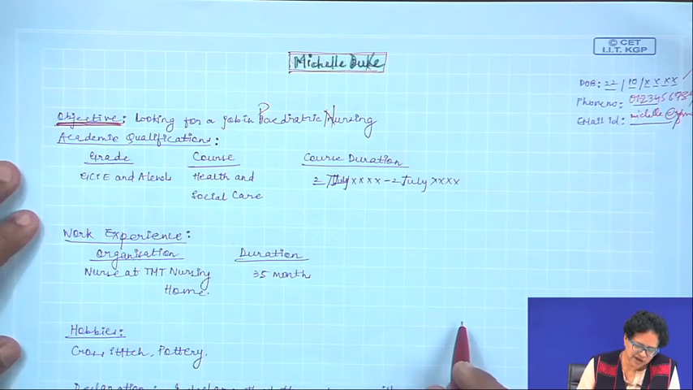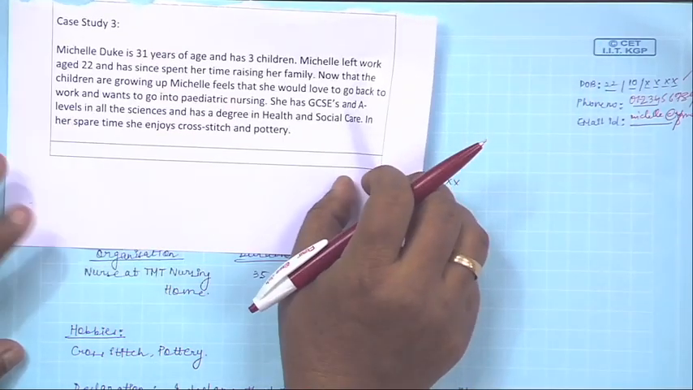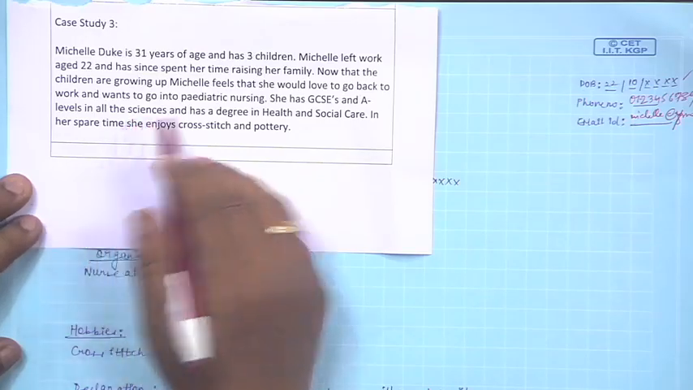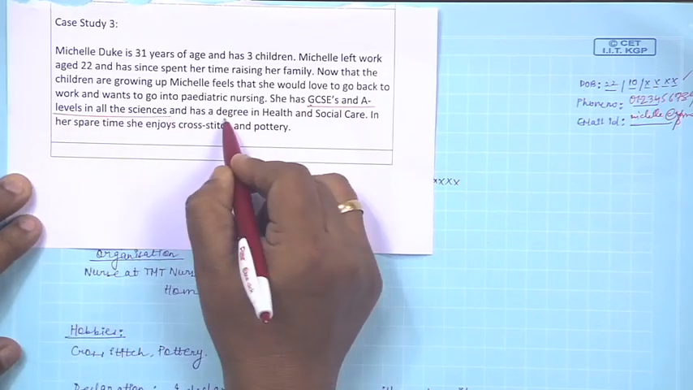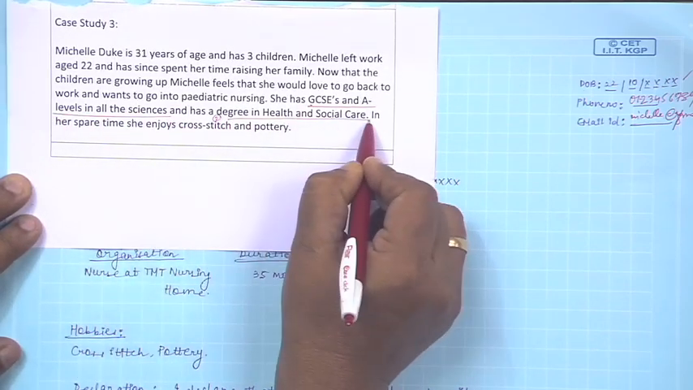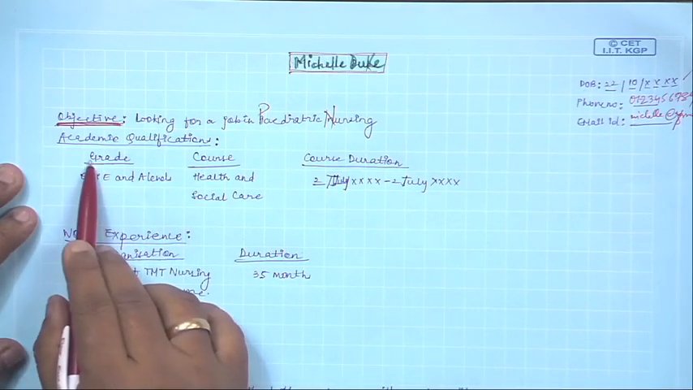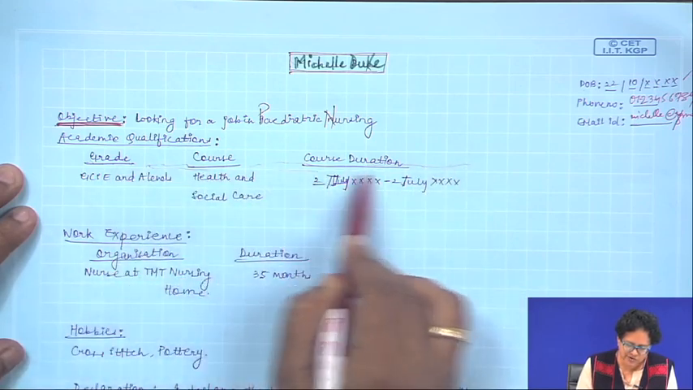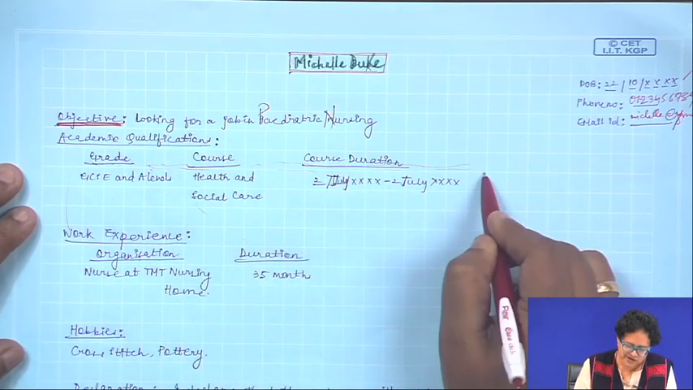Then she is coming to the academic qualifications of the candidate in view of this profile, Michelle Duke. So, academic qualification, GCSEs and A levels in all the sciences. Number 2 is degree in health and social care. So, there are two things, and let us see what Purva has written. She has made a line chart. This is called a line chart. It is not seen, but it is assumed to be a line chart, because it is not a tabular form. You put boxes. The minimum of boxes you have on your CV, the best.